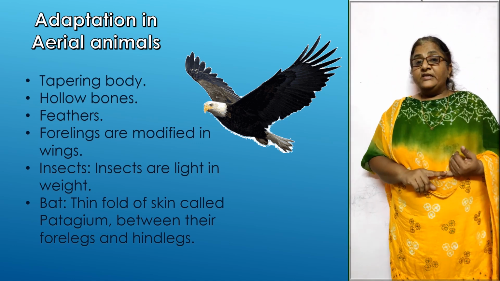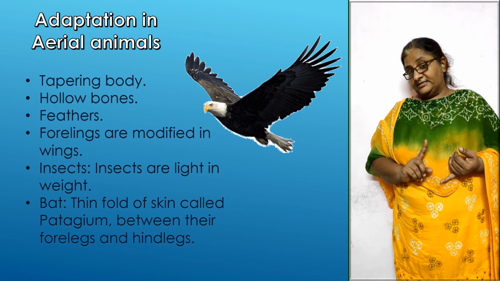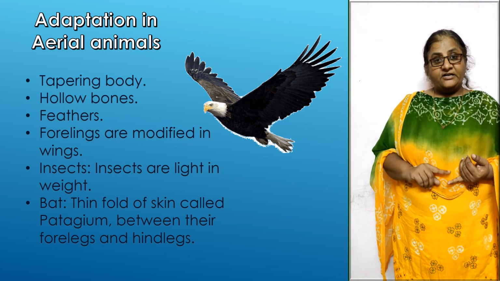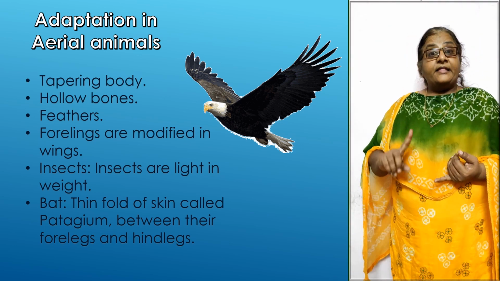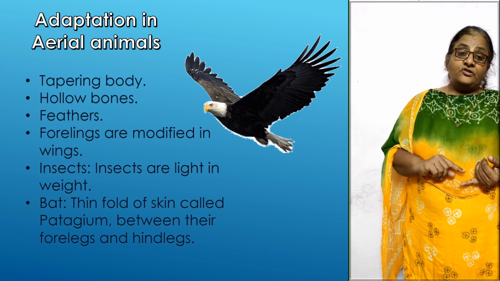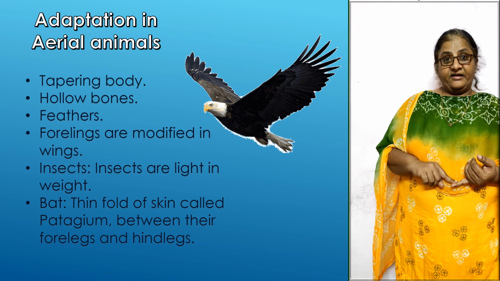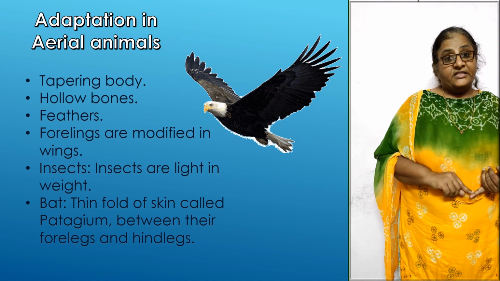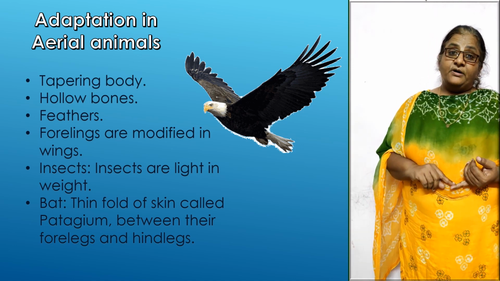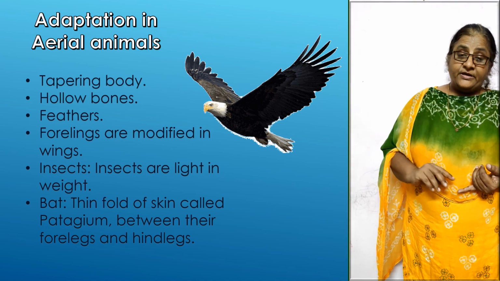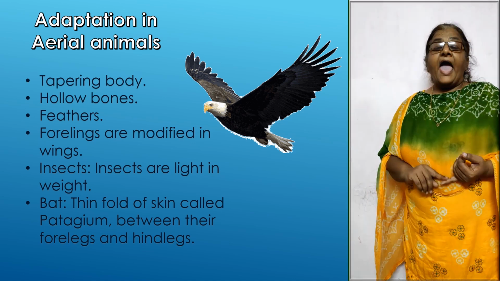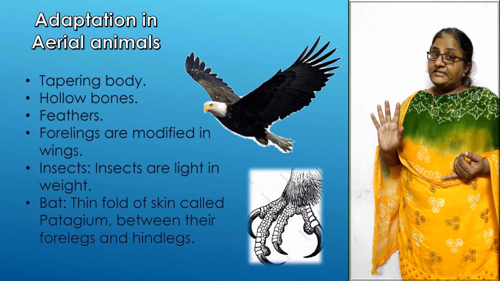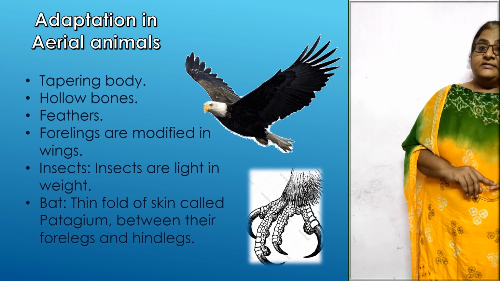Again, which adaptations help them to fly easily in the sky? Number one, their bones are hollow from inside. It means their bones are not thick. They have a cavity inside, which makes the birds light in weight. Their outermost covering is feathers. Feathers protect the bird's body from injury, and they act as an insulator which protects the birds from cold during the winter season and from heat during the summer season.